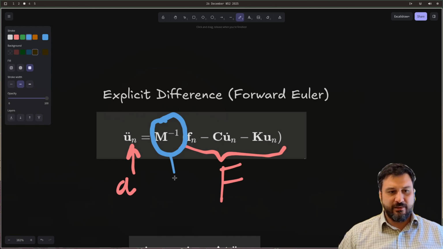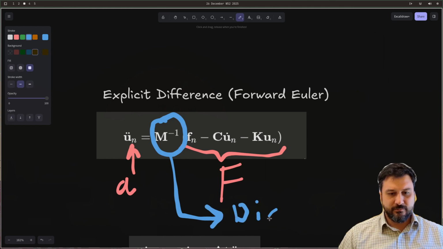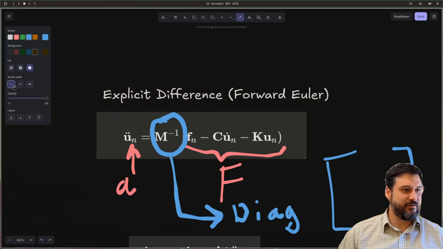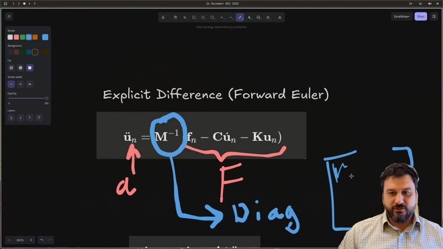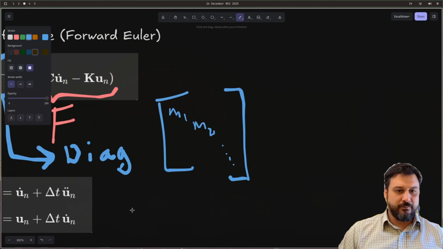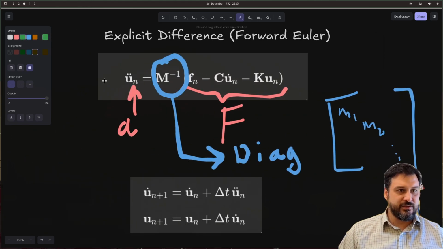If you can make this mass matrix diagonal, if you can make it look like this, M1, M2. Why is this so thick? Let's just go with a smaller stroke. My handwriting is really bad. M1, M2, and so on, then you can fly with this. This can be done really, really fast.